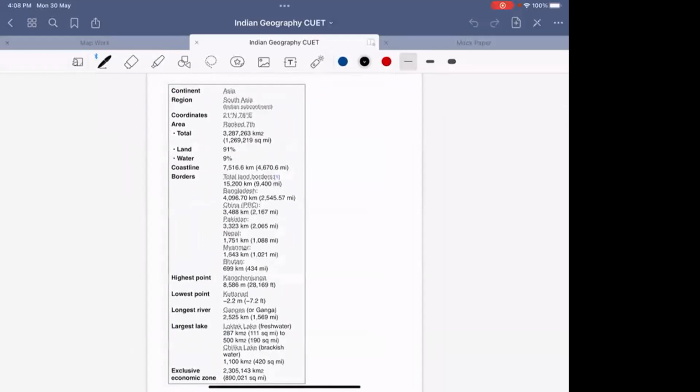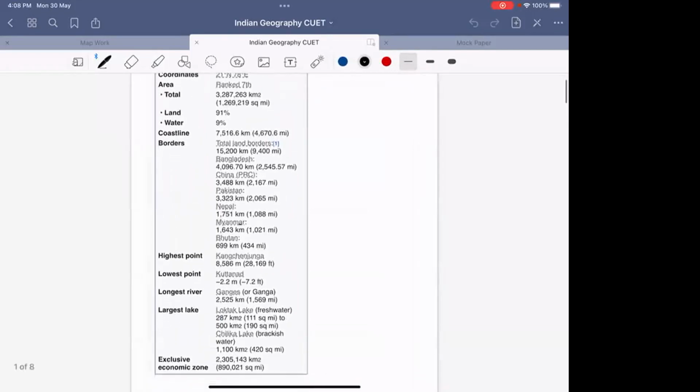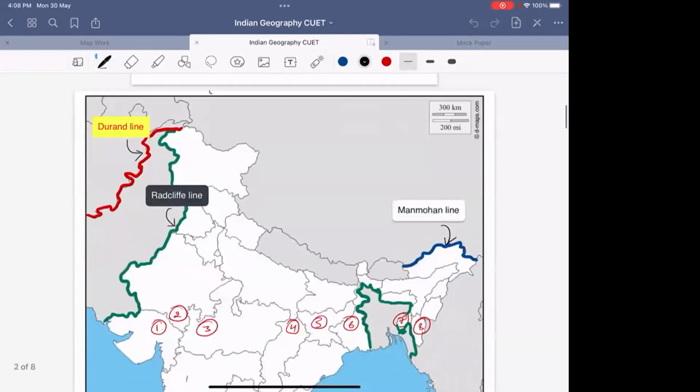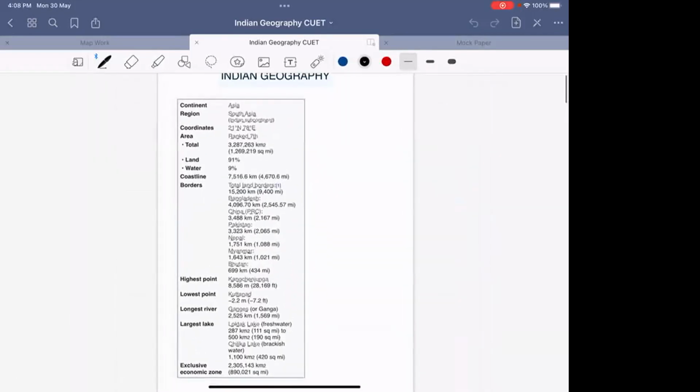India is a country in the continent of Asia. This is the most basic information that everyone must be aware of. And moving on, we will talk about its area. I don't think it's necessary to go through every minute detail regarding the total area, land and water. Everyone is mature enough to go through this information.